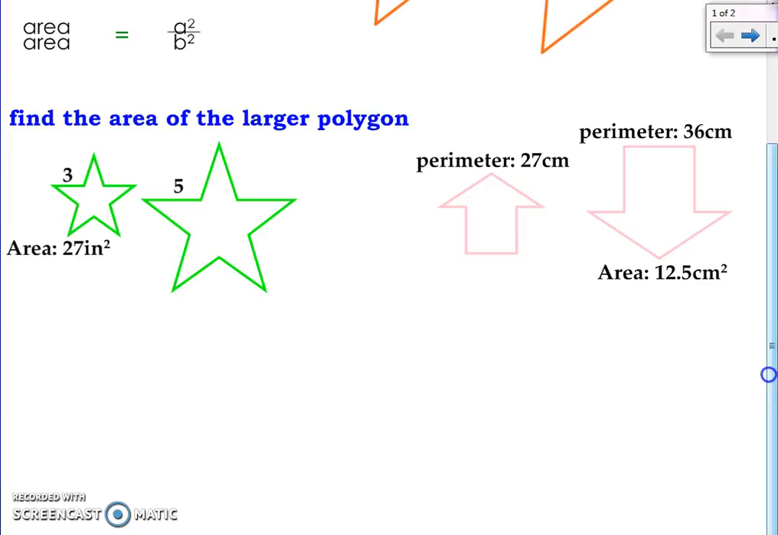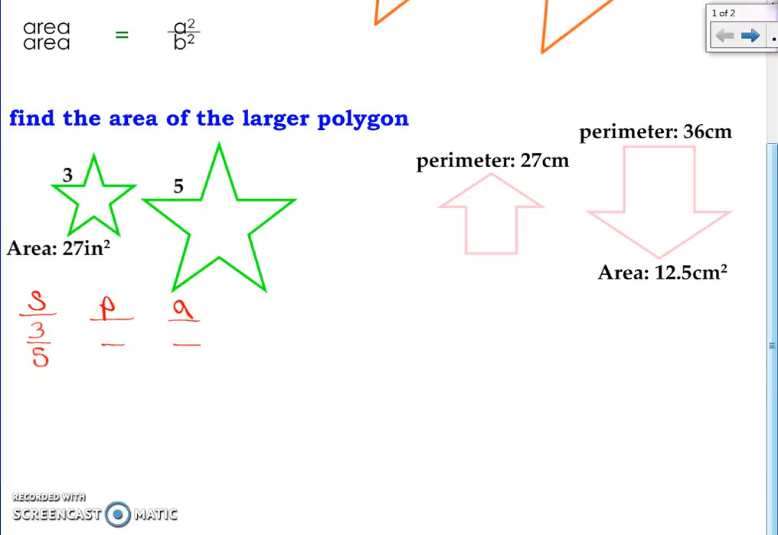Okay, so looking at this one, this is what your homework is going to look like and what your test is going to look like. You're going to write the acronym SPA, which is side, perimeter, area. And we're going to write these three fractions first before we actually do any solving. Okay, so we need three fractions. What would the side ratio be on our stars here?